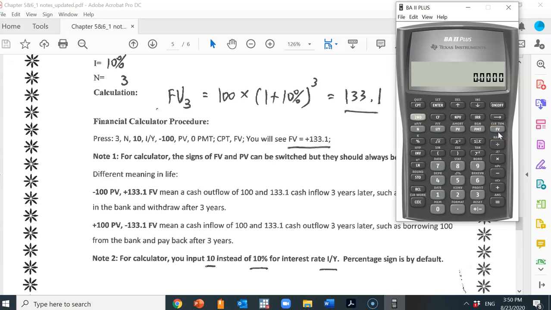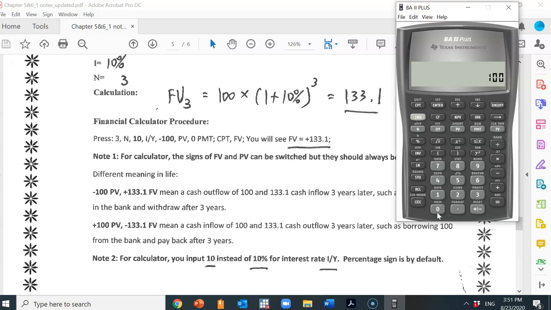Okay, we're going to input the variables we know and compute the value we're looking for. In this question, we have a lump sum, and we know it's $100 today as our present value. So let's input 100. Okay, we input numbers first, and then press PV. Here you can make 100 either negative or positive. If you make it negative, it means cash outflow. If you make it positive, it means cash inflow.